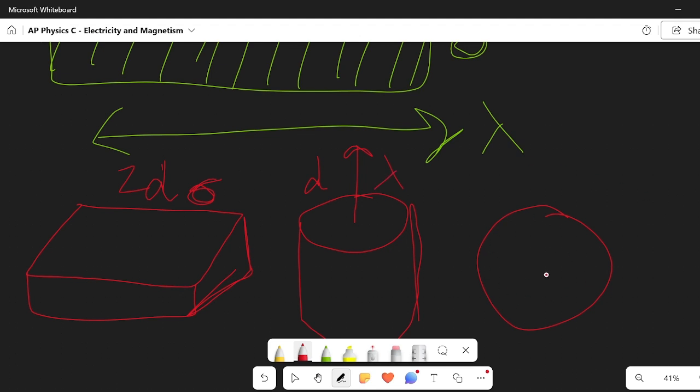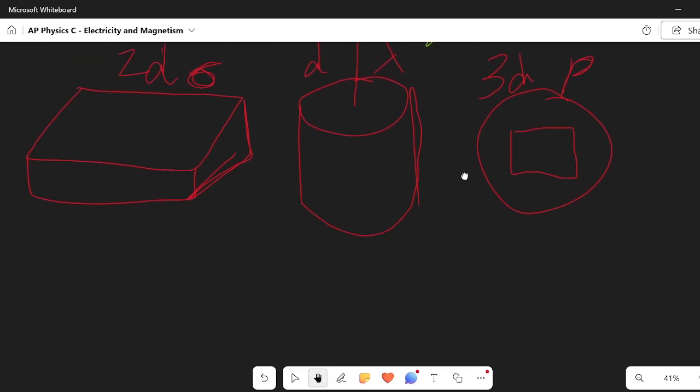will be used to encapsulate 3D objects, like a box or something, inside of the sphere. So 3D objects, and we'll have volumetric charge density. And today we will be looking at an example for all three of these, right?